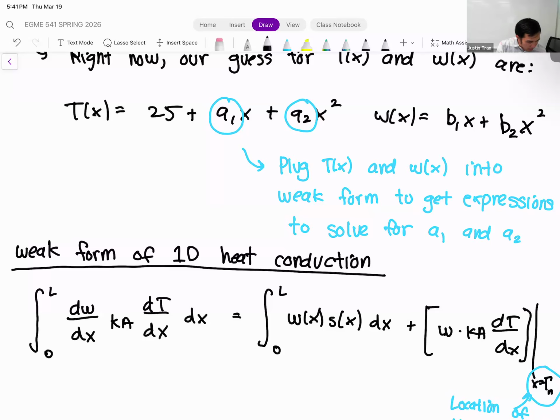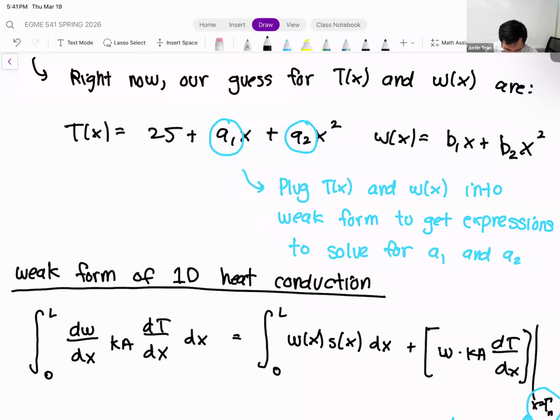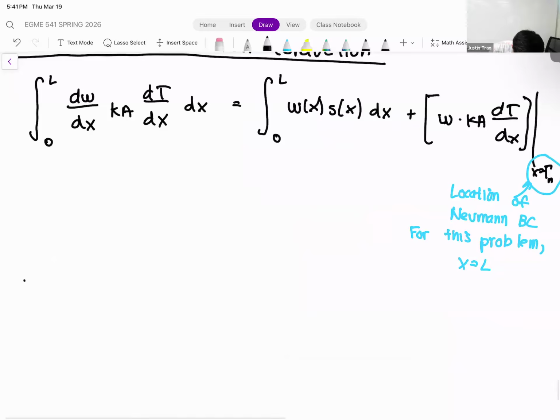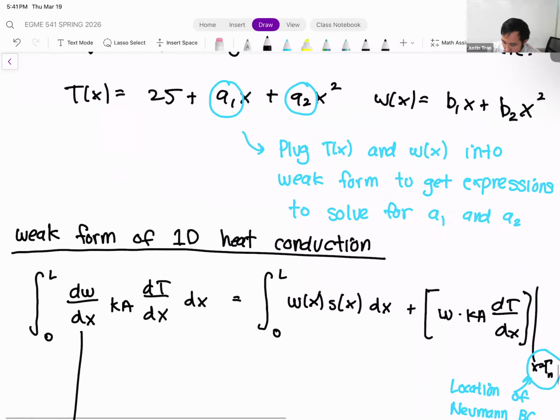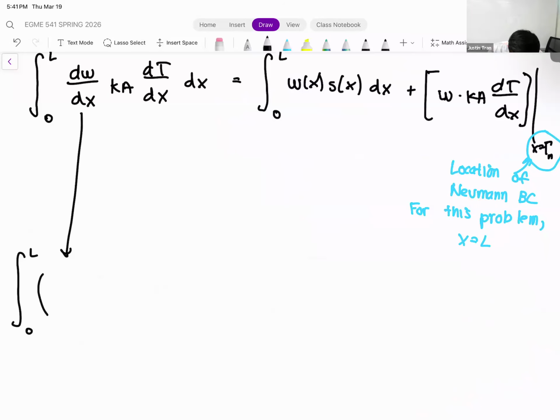Okay. All right. So let's go ahead and plug in. The first thing that we have here is dw/dx. So let's evaluate this term first. So we have the integral from 0 to L. So for dw/dx, we're going to take our current guess for w of x, which is B1 x plus B2 x squared. We're going to take its derivative. And so that's going to be B1 plus 2 B2 x.